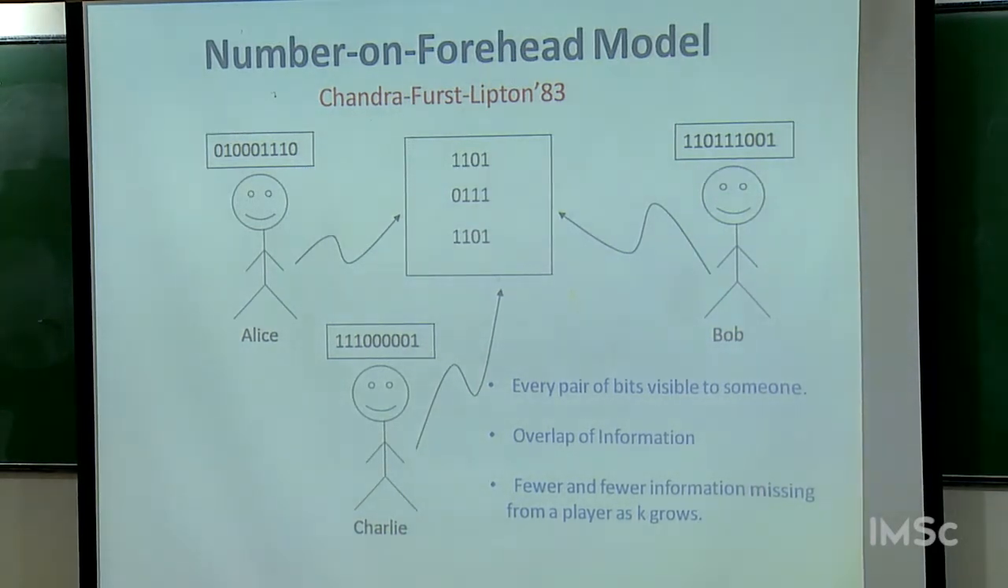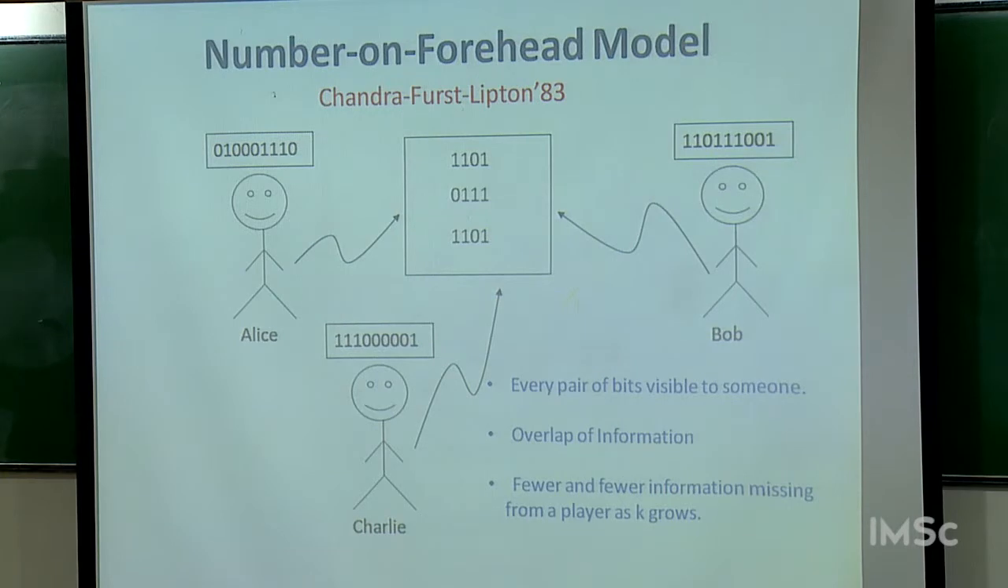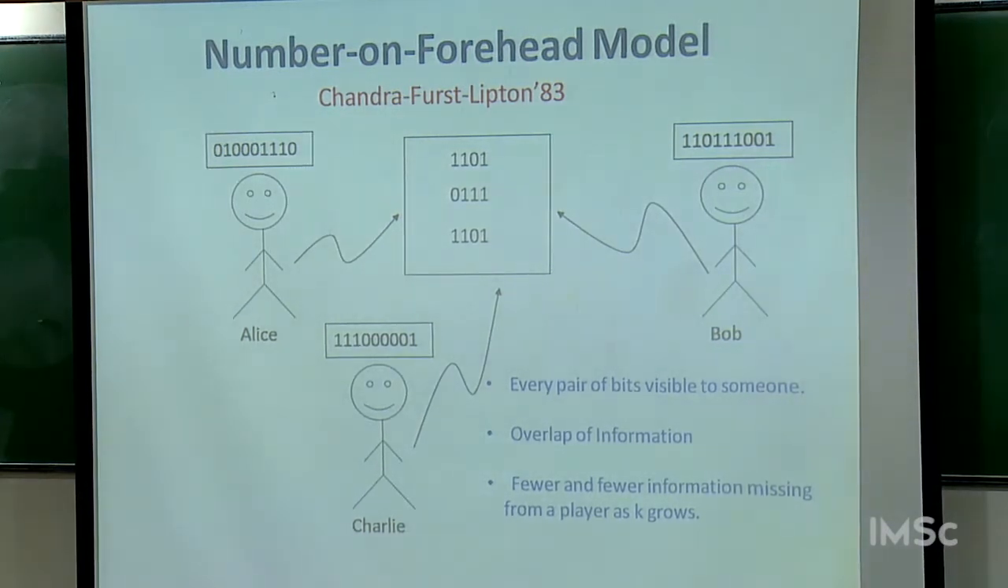Then the second aspect is there's an overlap of information, in the sense that if I look at Alice and Bob, they both see Charlie's forehead. So they can do interesting things seeing Charlie's forehead, for which they don't have to communicate. We'll see that they don't have to communicate. So there's this overlap of information, and this turns out to be quite powerful.